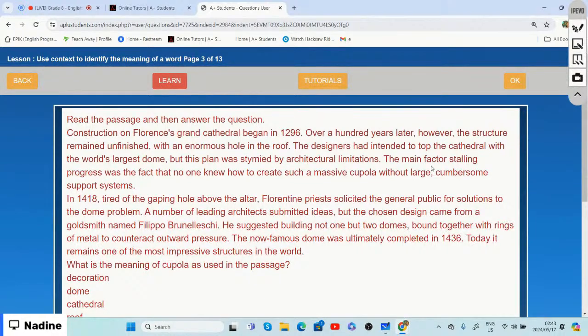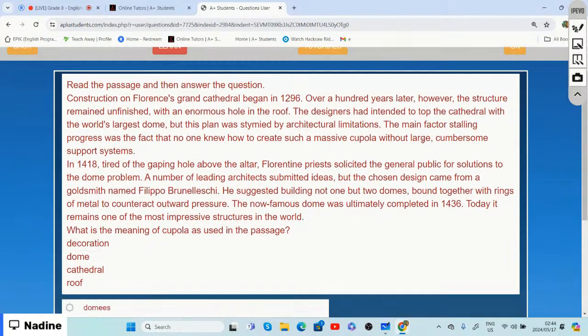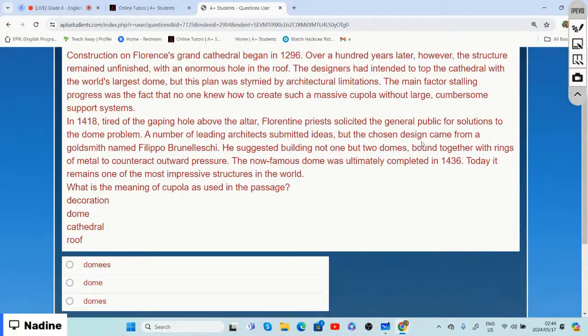All right, so construction on Florence's Grand Cathedral began in 1296. Over 100 years later, however, the structure remained unfinished with an enormous hole in the roof. The designers had intended to top the cathedral with the world's largest dome, but this plan was stymied by architectural limitations. The main factor stalling progress was the fact that no one knew how to create such a massive cupola without a large cumbersome support system.